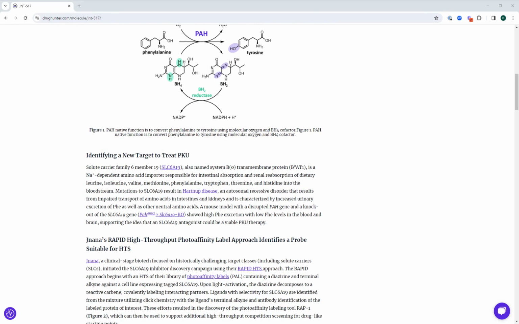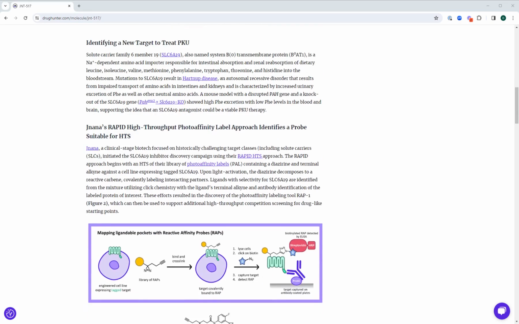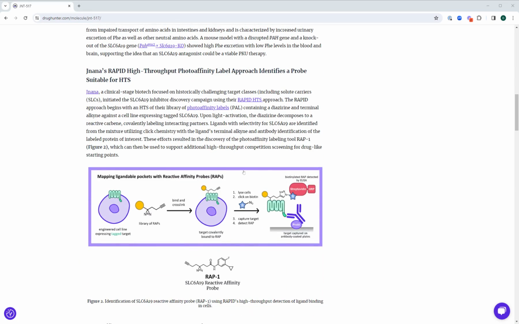Again, we talk a little bit about the target. The target here is a solute carrier protein that is responsible for the intestinal absorption and the renal reabsorption of dietary amino acids such as phenylalanine. And for the longest time, this was really deemed undruggable, but Jnana used a new approach here that we're describing briefly, also for you to quickly understand and grasp the concept.